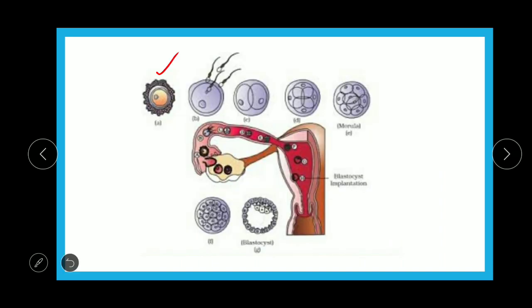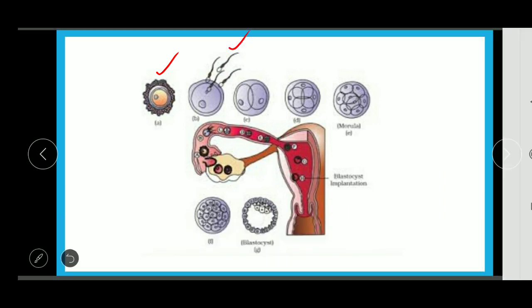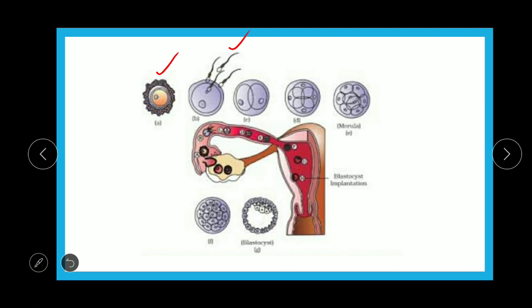This is the matured ovum. Then these are the sperm. Only one sperm will fuse with the egg cell to form the zygote, and the fusion of one sperm changes the membrane potential in such a way that a new sperm can't fuse. So this prevents polyspermy. This is quite evident in sea urchin. Then here you can see there are two cells formed after mitosis.